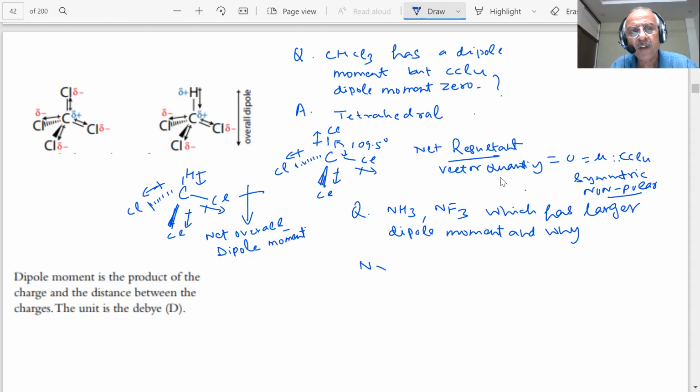What is the shape of NH3? How did we draw NH3? You have seen how I drew it. There was a lone pair of electrons. This lone pair is pointing toward this, this is pointing toward this, this is pointing toward all. Then there will be a resultant net dipole moment. ठीक है? What happens in NF3?